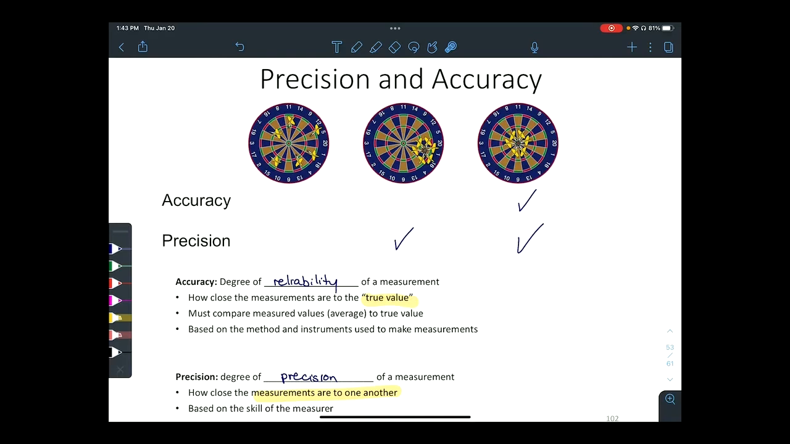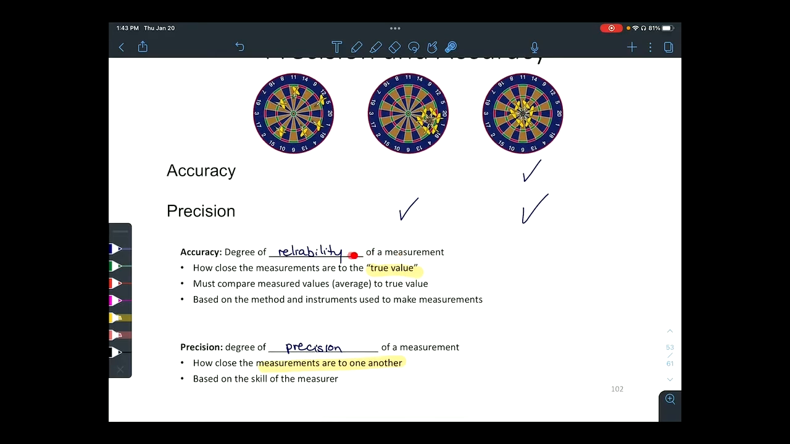Everyone thinks about darts, dartboards when thinking about precision and accuracy. Precision is your grouping. Accuracy is how close you are to the target value. Accuracy is the degree of reliability of a measurement, so it's how close your average is to a true value. The subtlety here for accuracy is you need to know the true value in order to comment on how accurate you are.